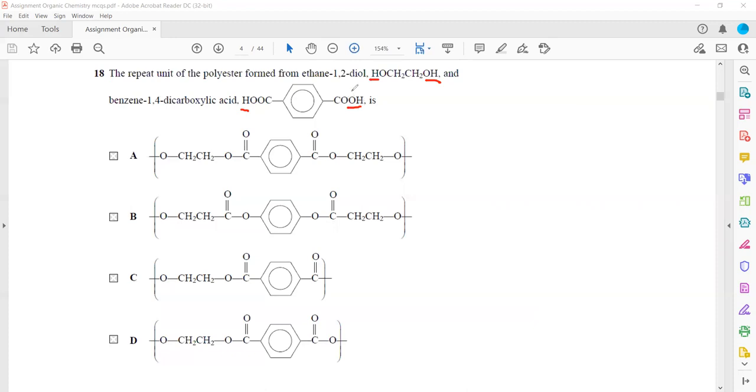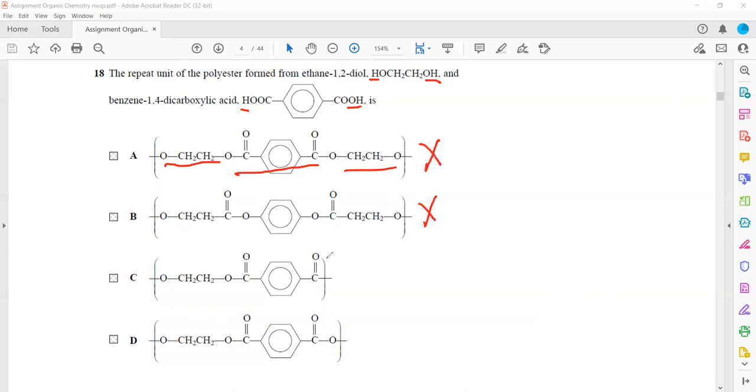So if we consider like this, when we check options A and B, A and B are not correct. Why are they not correct? Because they did not repeat. For example, you can see this part is coming from alcohol, then from acid, and then from alcohol. So then there should be another part coming from acid. That's why A and B are totally wrong.